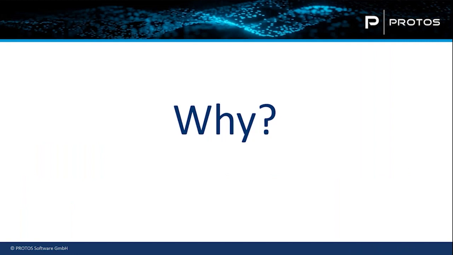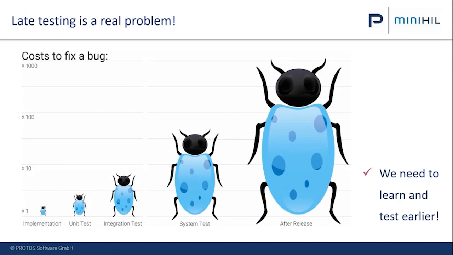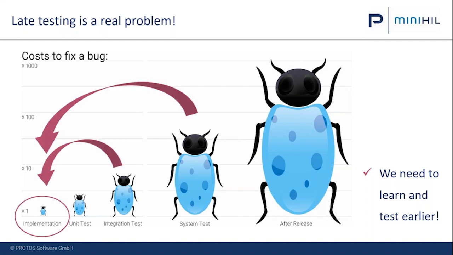So why do we want to test and why are we doing what we're doing here? Late testing is a real problem. The cost to fix a bug increases exponentially with the phase in your project. So what we essentially want, and what we do, is bring the integration test and the system test to the desktop of the developer. By doing that, we reduce the cost and we increase the speed of development massively. So we need to learn and test earlier, to fix bugs very early, for example.